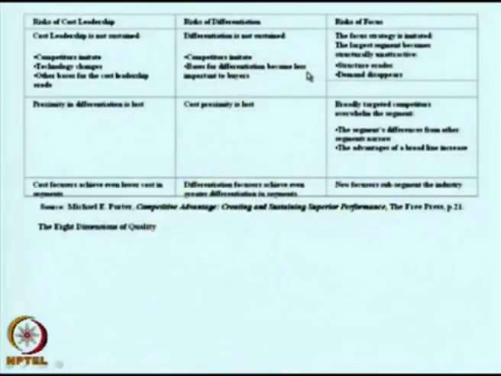That was the first generic strategy given by Porter. Then what are the risks of differentiation? When is differentiation not sustained? Again, differentiation is not sustained when competitors imitate. So, if competitors start imitating your product, you really have a very bad time. The second thing is that the basis for differentiation becomes less important to buyers.